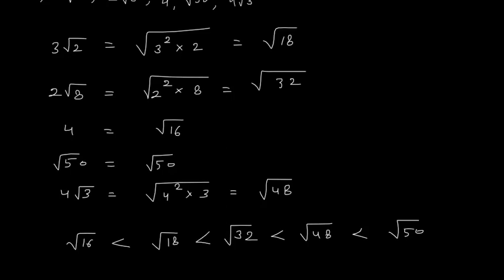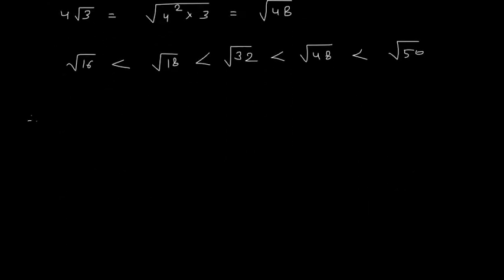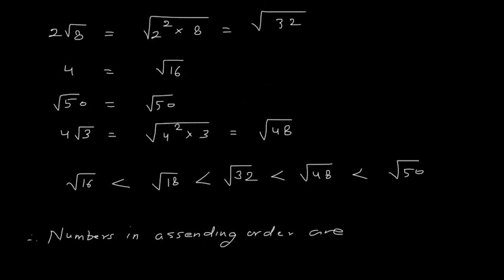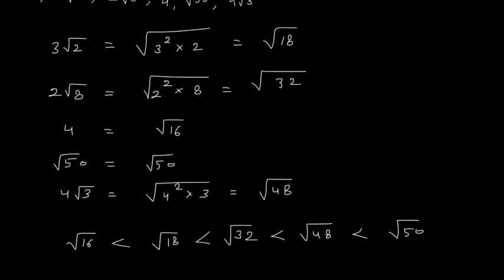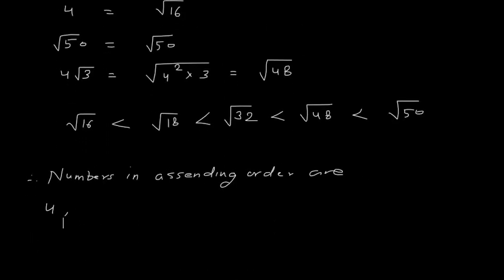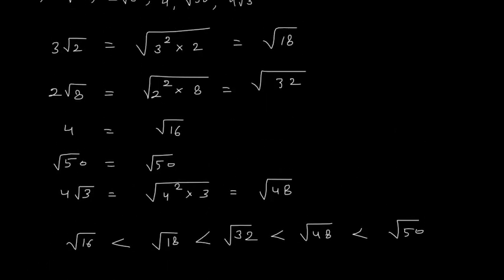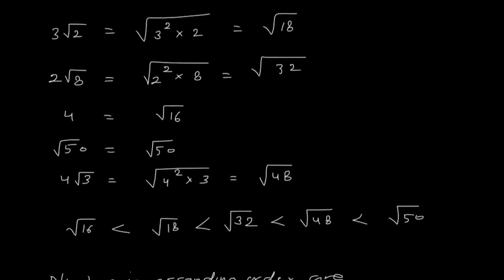So therefore the numbers in ascending order are, first, root 16. Root 16 I will write as 4. In ascending order: 4, comma, root 18. Root 18 can be written as 3 root 2. Then after root 18 I have root 32, that is 2 root 8.